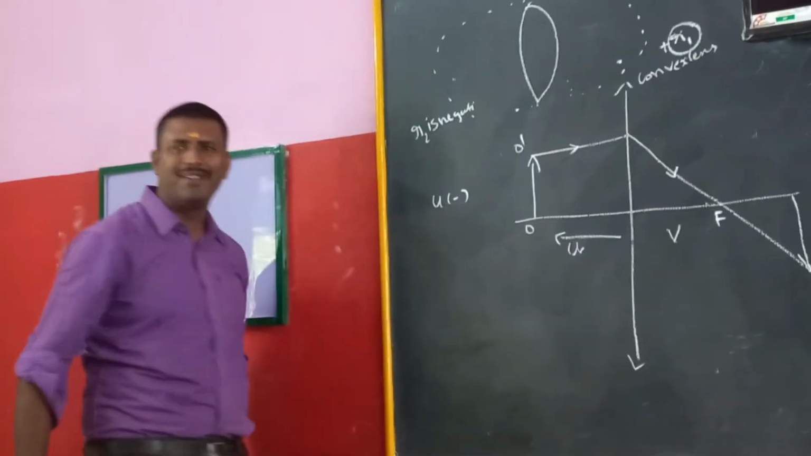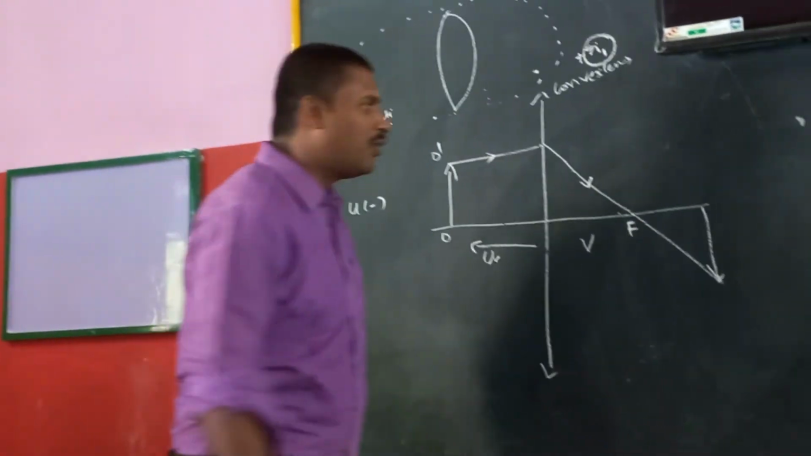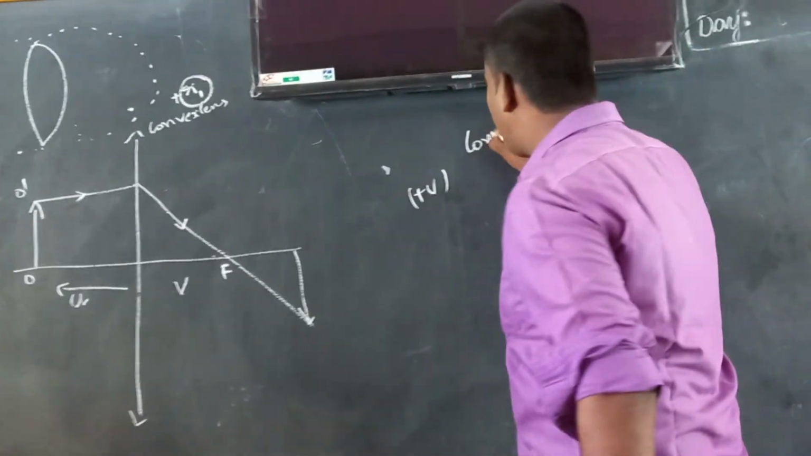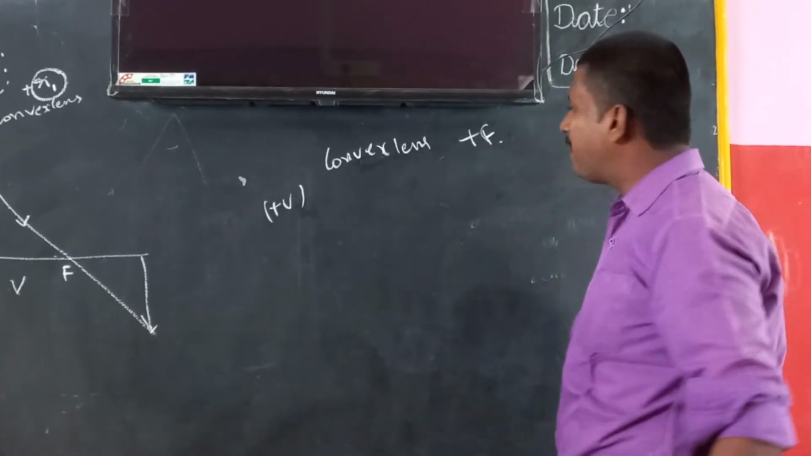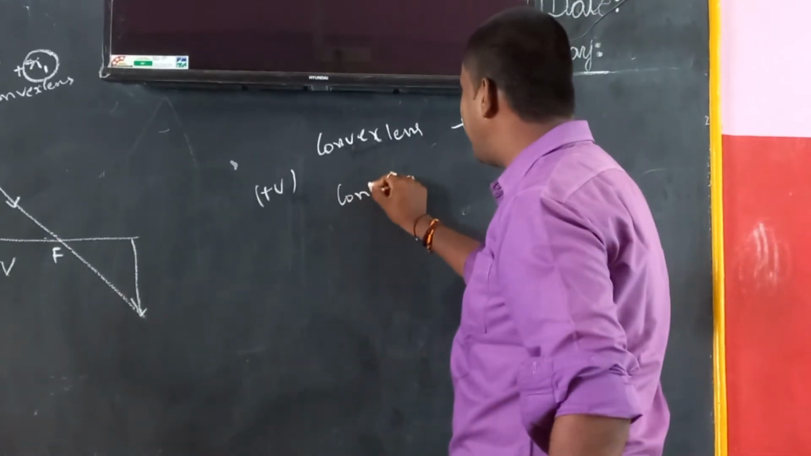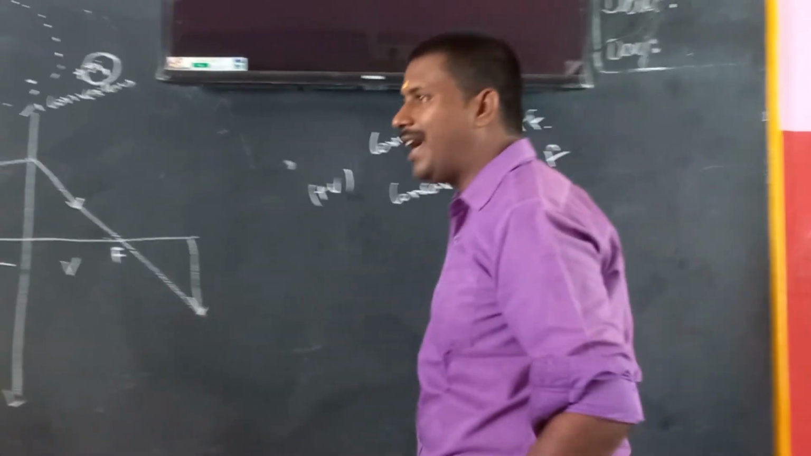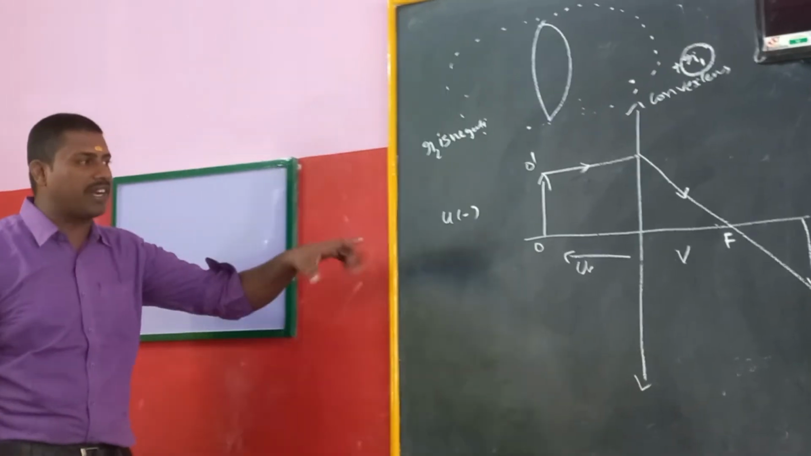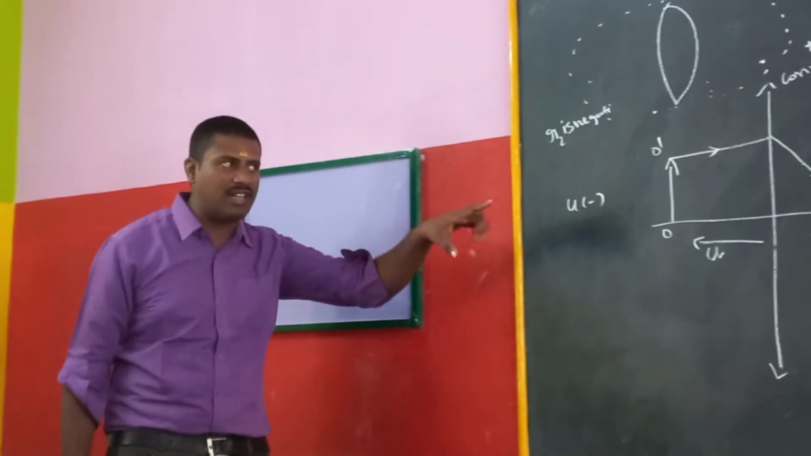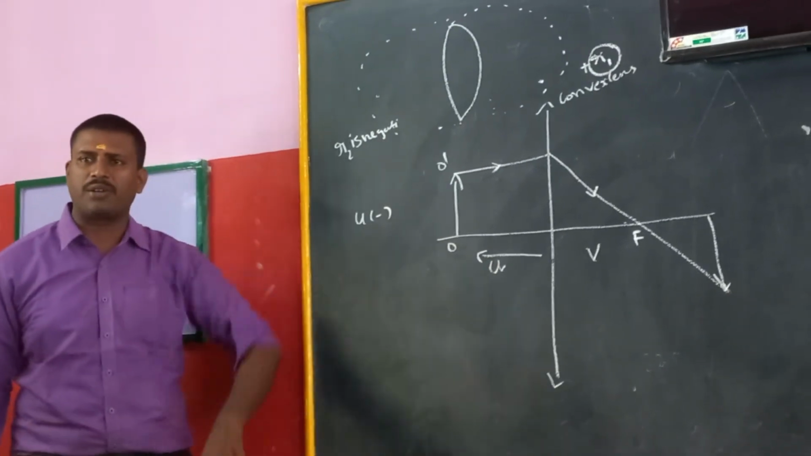And one more point, for a convex lens, the focal length is always taken as positive, and for a concave lens, the focal length is always taken as negative. These are the sign conventions that are to be followed.